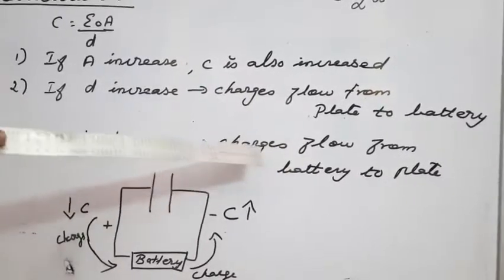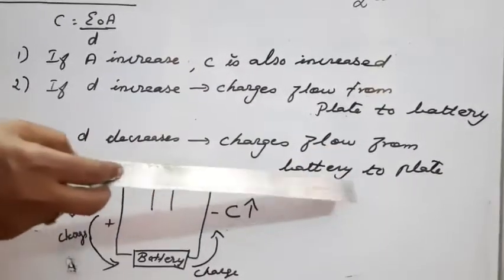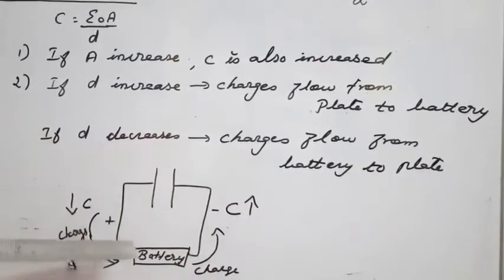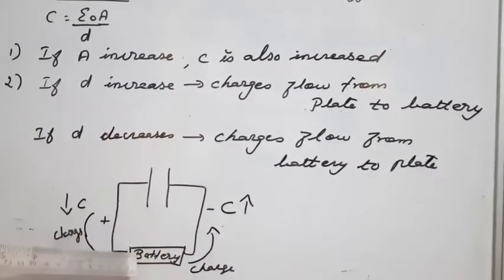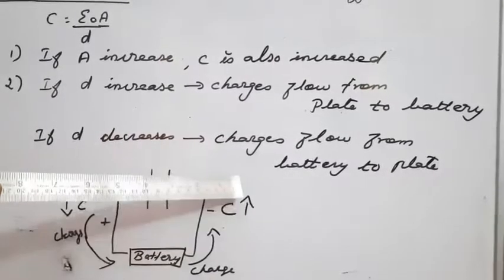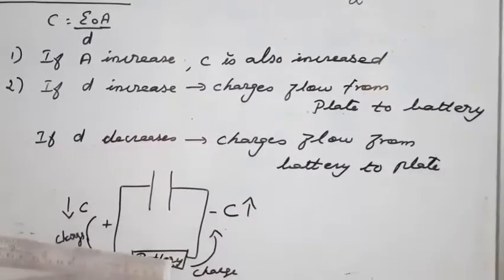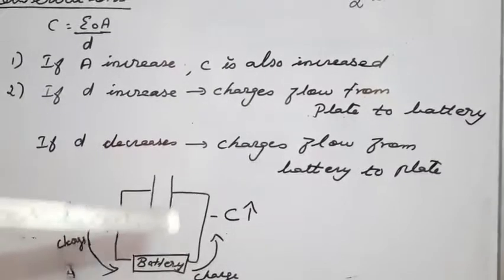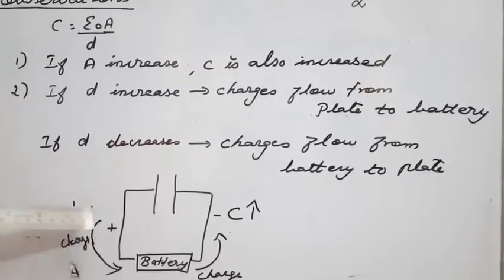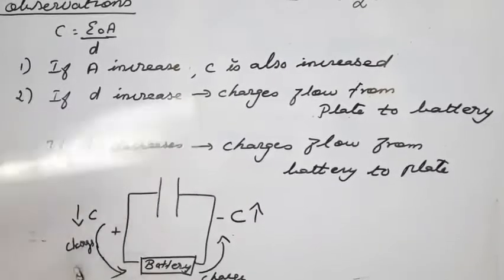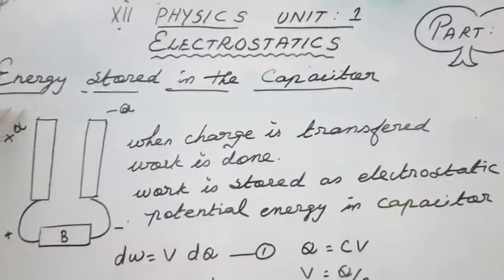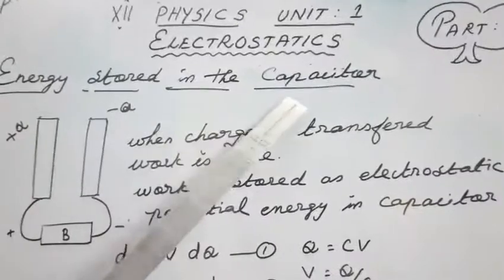That means the charges flow from battery to plates. Suppose you take these two plates and here is a battery. If capacitance increases, it means the charges flow from battery to plates, and if capacitance decreases, it means the charges flow from plates to battery. Our next topic is energy stored in the capacitor.